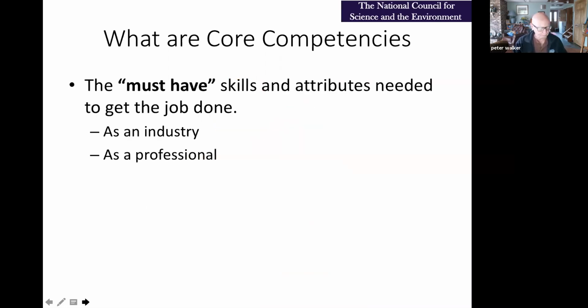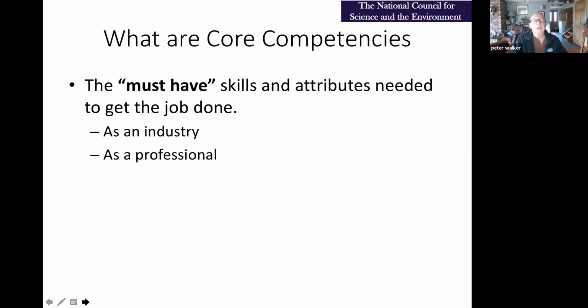Next slide, Rob. You can imagine a huge number of competencies. You could almost turn it into one of those Chinese menu checklists for any profession, really. What we want to focus on are the things at the very core, the must-have skills and attitudes that are needed to get the business done. If you don't have this, you really can't call yourself a sustainable professional.